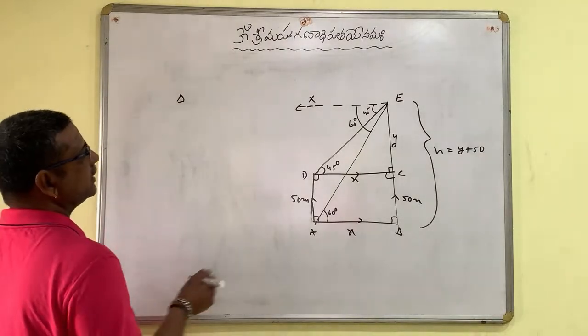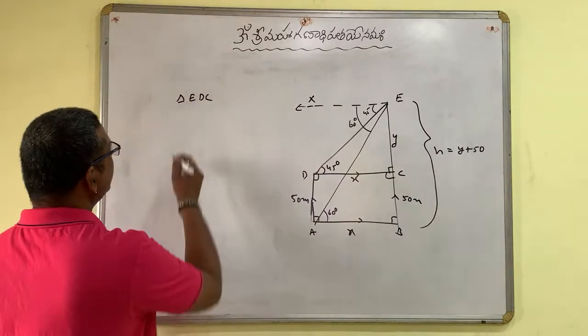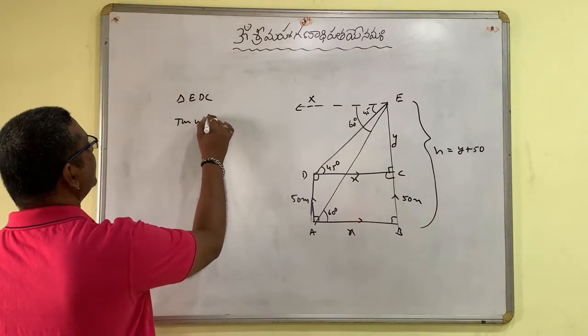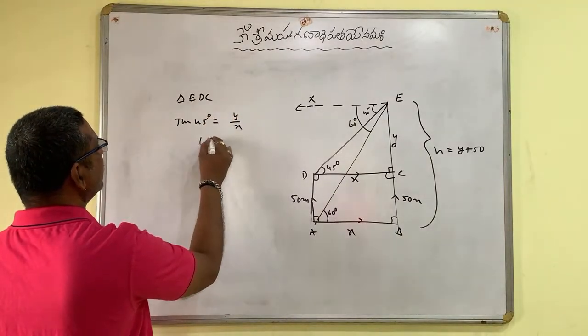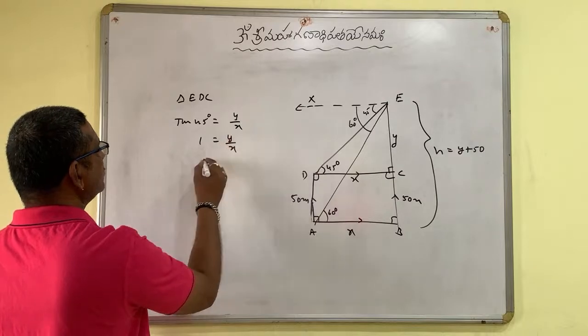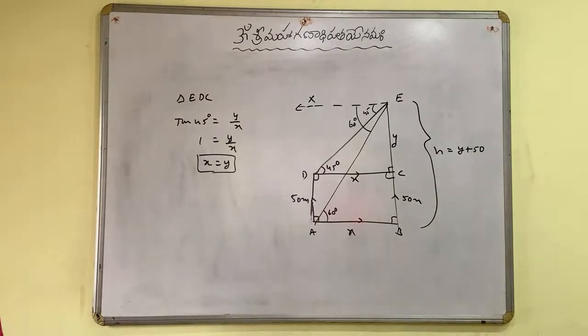So triangle EDC, tan 45 degrees is equal to y by x. We know tan 45 is 1, so x is equal to y. x is equal to y. Okay?